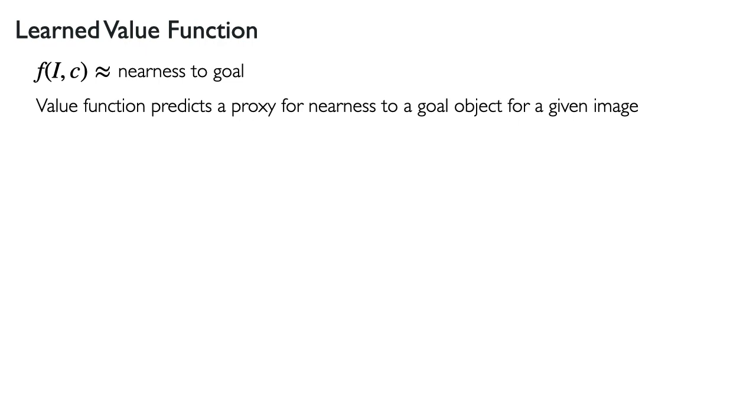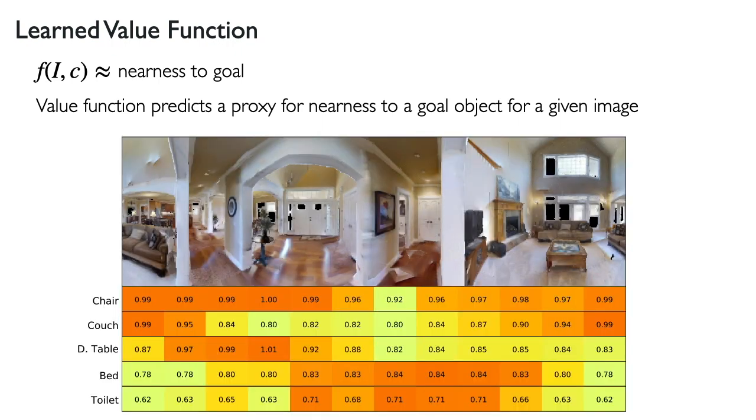We can see this effect by sampling images at different orientations in the same location and visualizing the predicted values. We have such a visualization here. We can see that the predicted value for couches peaks where a couch is visible, and the value for chairs and dining tables peaks in the direction of the kitchen and dining area. The predicted value for beds and toilets peaks in the direction of the hallway, even though those classes are not visible.